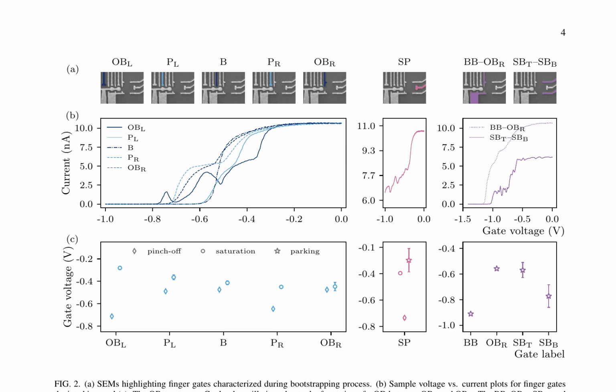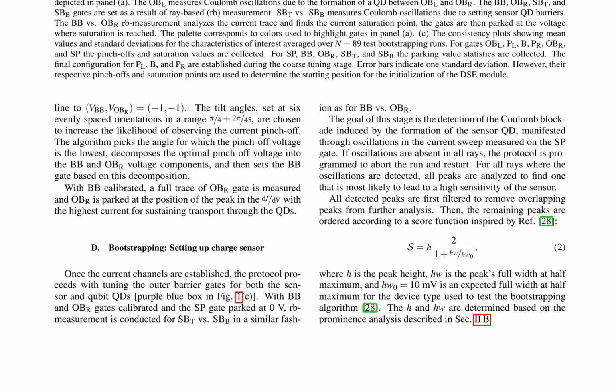Once the current channels are established, the protocol proceeds with tuning the outer barrier gates for both the sensor and qubit QDs. The goal of this stage is to detect the Coulomb blockade induced by the formation of the sensor QD, manifested through oscillations in the current sweep measured on the sensor plunger gate. The detected peaks are analyzed to find one that is most likely to lead to a high sensitivity of the sensor, using a score function inspired by Ref. 28.